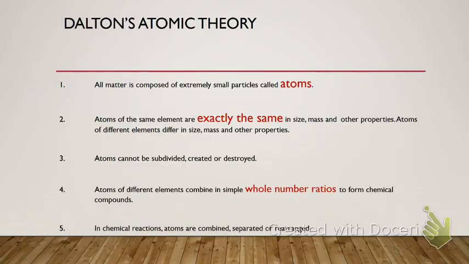The first one is that all matter is composed of extremely small particles called atoms. He said, number 2, that atoms of the same element are exactly the same in size, mass, and other properties, and that atoms of different elements differ in size, mass, and other properties. Well, the second part is like a duh. Okay? Number 3, he said that atoms cannot be subdivided, created, or destroyed. 4, atoms of different elements combine in simple whole number ratios to form compounds. In other words, I can't have half of an atom join with 3/4 of another atom. It's whole atoms that are joining up together.